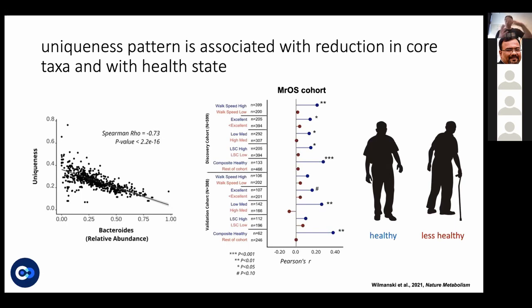And when we broke people up into healthy or less healthy, we saw across the board that healthy people showed a pretty strong and significant correlation between uniqueness and age, and less healthy people did not.